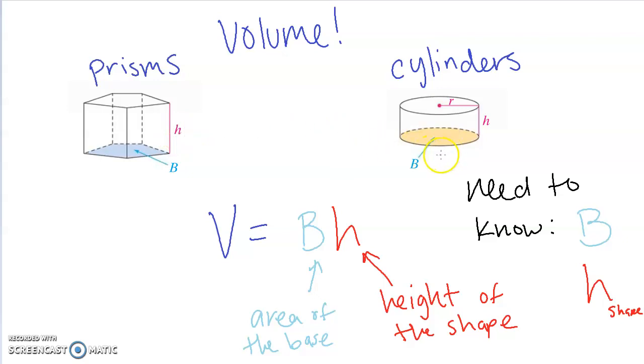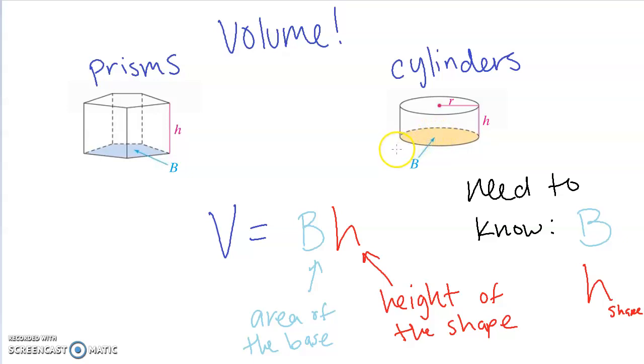Okay? For a cylinder, the same formula is true. The area of the base times the height. Now, we want to be careful because different shapes have different areas. This is a really weird area that we would have to figure out. This is the area of a circle, which is pi r squared. So, depending on the shape, it might change.